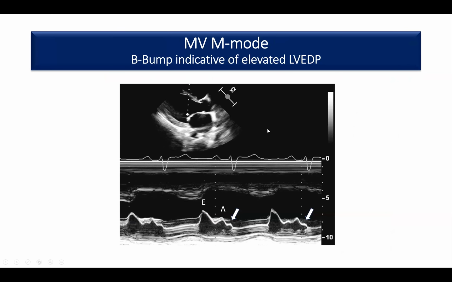Now, another important pattern to look for in the echo lab is what we call the B bump on the M mode. You can see here M mode across the mitral valve in diastole. This is the E and the A, and you can see the B following the A. You can see this bump here in end diastole. We call it the B bump. Whenever you see it, it's highly suggestive of elevated LV end-diastolic pressure. When you see this, before you look at the mitral Doppler, before you look at the LA pressure, the E to A ratio, the E/e' ratio and the e' velocities, you know that LV end-diastolic pressure is high.